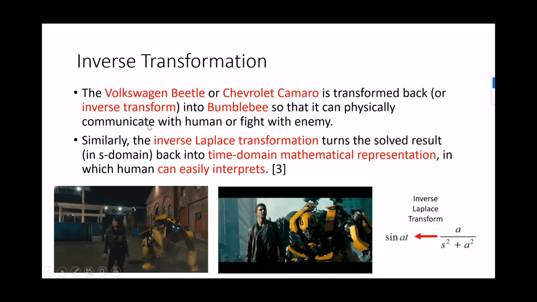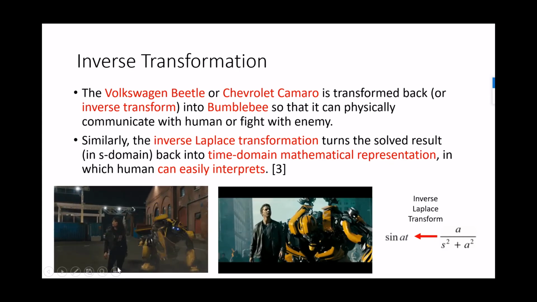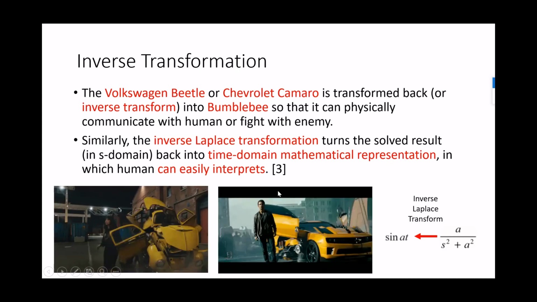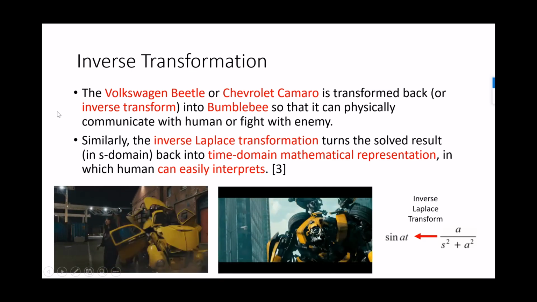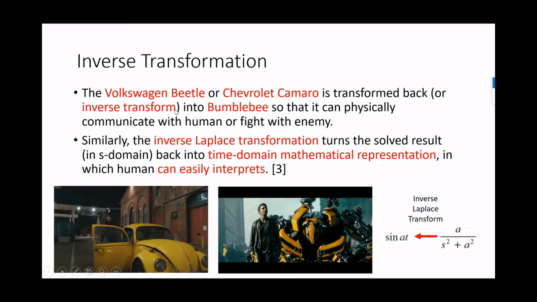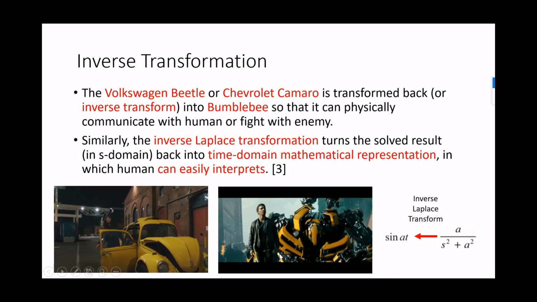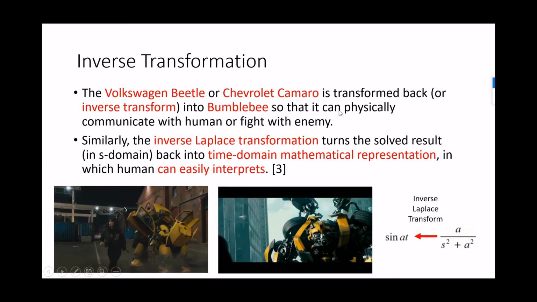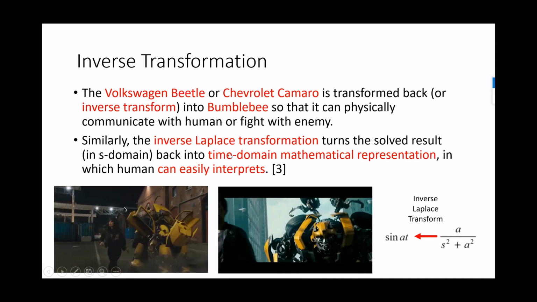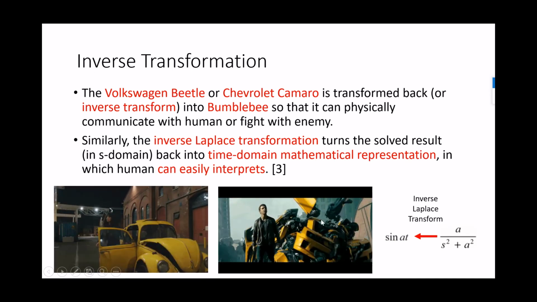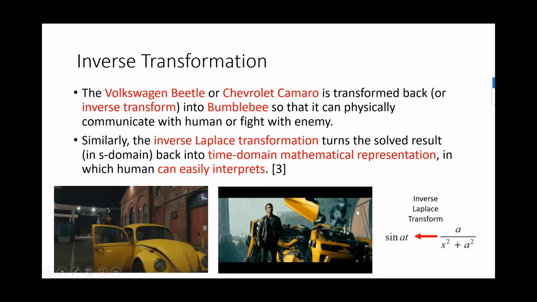Okay, so inverse transformation. Why do we need inverse transformation? For example, in the Transformers, the Volkswagen Beetle or the Chevrolet Camaro from the new movie is transformed back, which we call inverse transform. We transform back from car to robot, back into Bumblebee, so that he can physically communicate with humans, like talking with this girl, or fight the enemy. In robot shape they can fight the enemy. It's not a car; a car cannot fight.